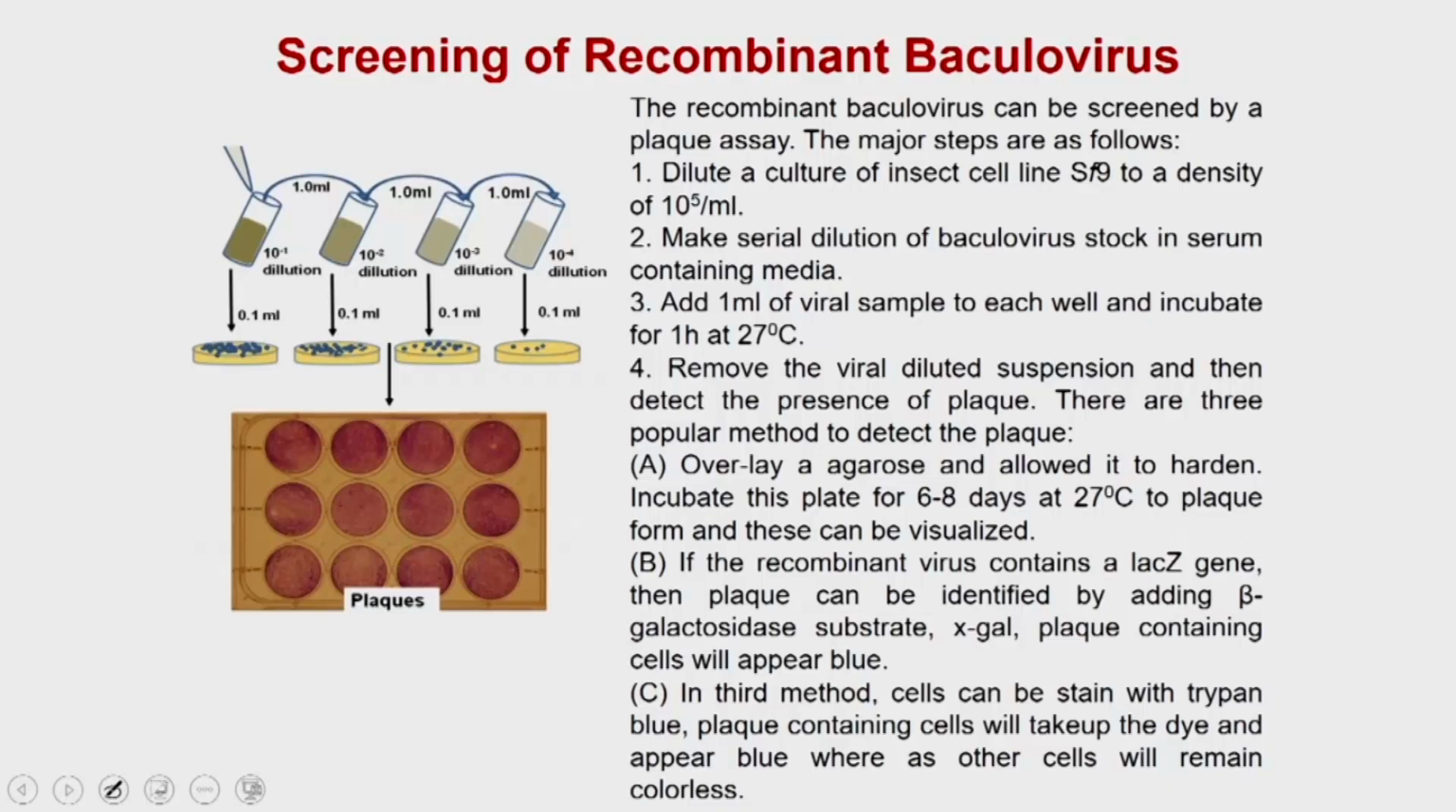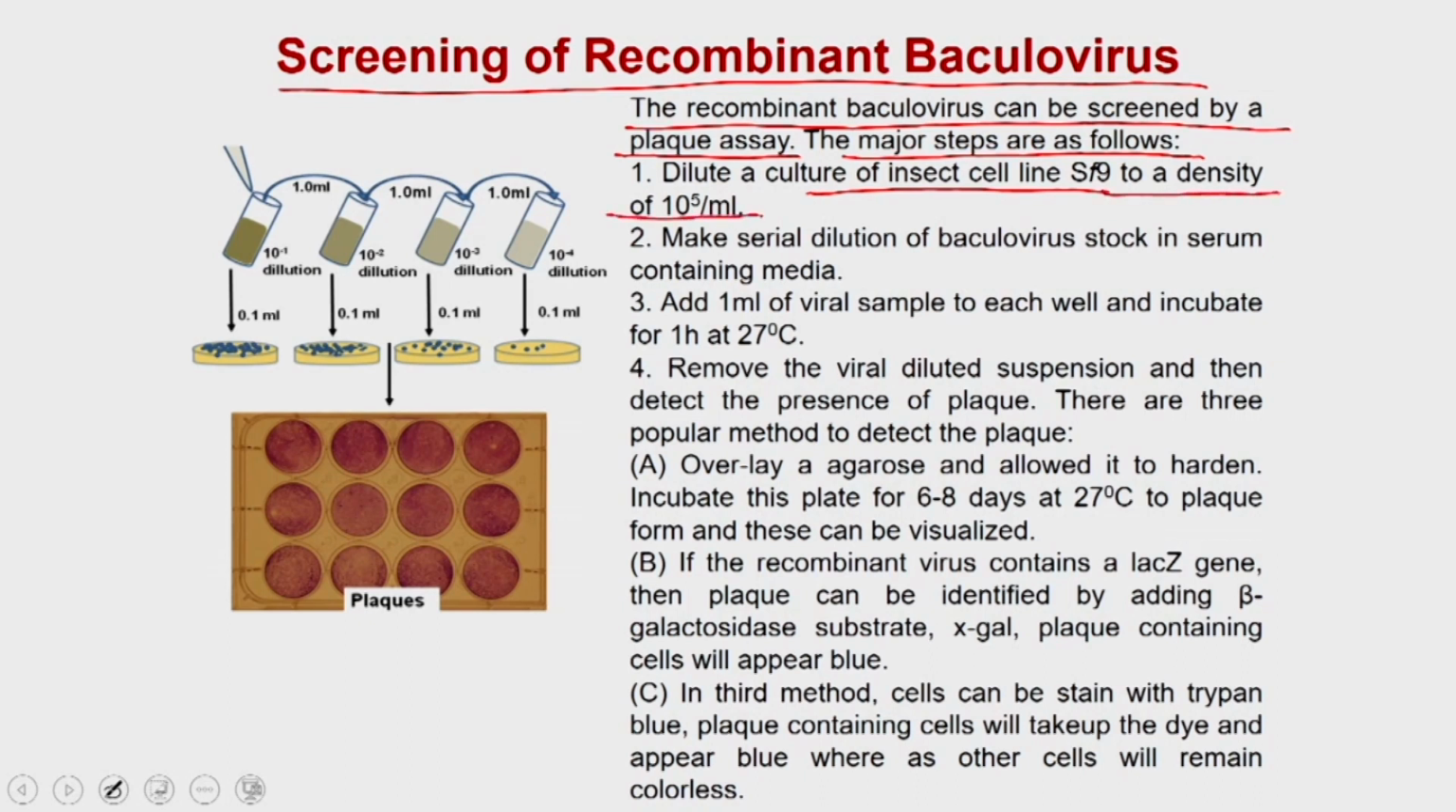Now, the subsequent step is the screening of these baculoviruses. The recombinant baculoviruses can be screened by a plaque assay. The major steps in the plaque assay are: first, you dilute the culture of insect cell line SF9 to a density of 10 to the power 5, make serial dilutions of the baculovirus stock in serum containing media, add 1 ml of virus sample to each and incubate for 1 hour at 27 degrees Celsius. Now, remove the viral diluted suspension and then detect the presence of plaque.